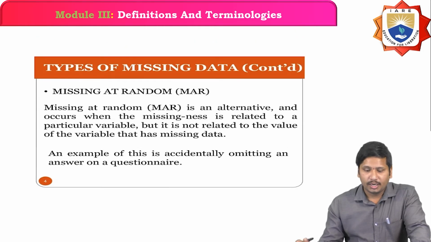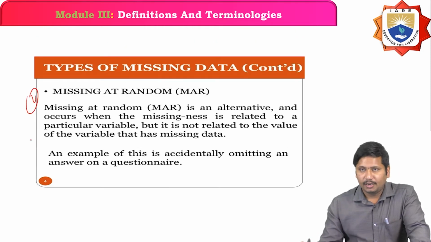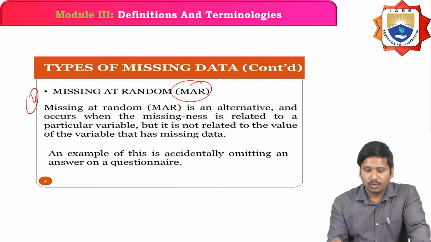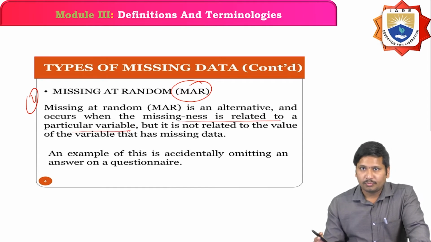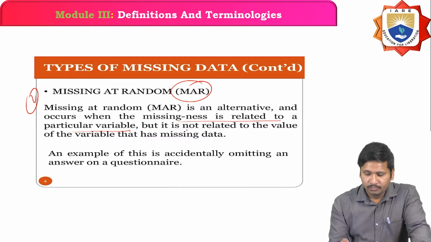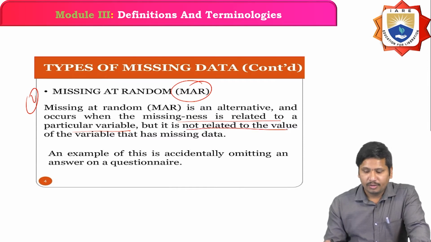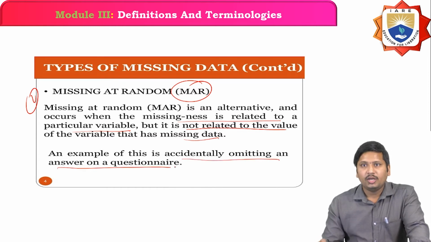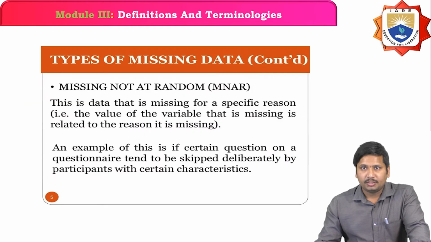The second type is missing at random, or MAR in short. Missing at random is an alternative and occurs when the missingness is related to a particular variable. Suppose some data is missing for a particular variable. At that time we call it missing at random, but it is not related to the value of the variable that has the missing data. An example is accidentally omitting an answer to a questionnaire. Accidentally omitting an answer on a questionnaire comes under the missing at random case.